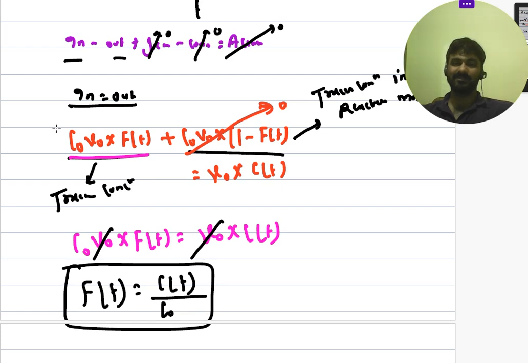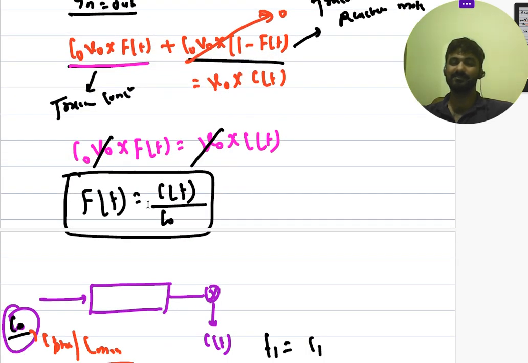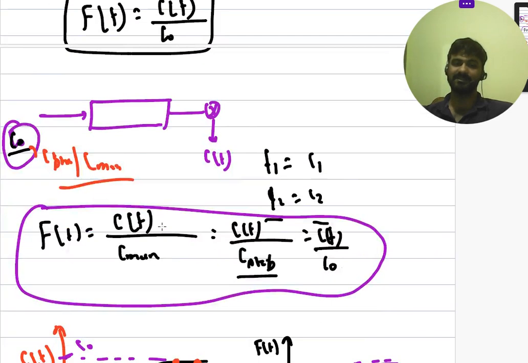So here you can see for the tracer experiments, V naught into C naught into Ft plus V naught C naught into 1 minus Ft is equal to V naught C naught. So here you can calculate Ft is equal to Ct divided by C naught. What is Ft? Ft is the cumulative age distribution function, Ct is the concentration of tracer at the exit of the reactor at time t, and C naught is the initial concentration, right?